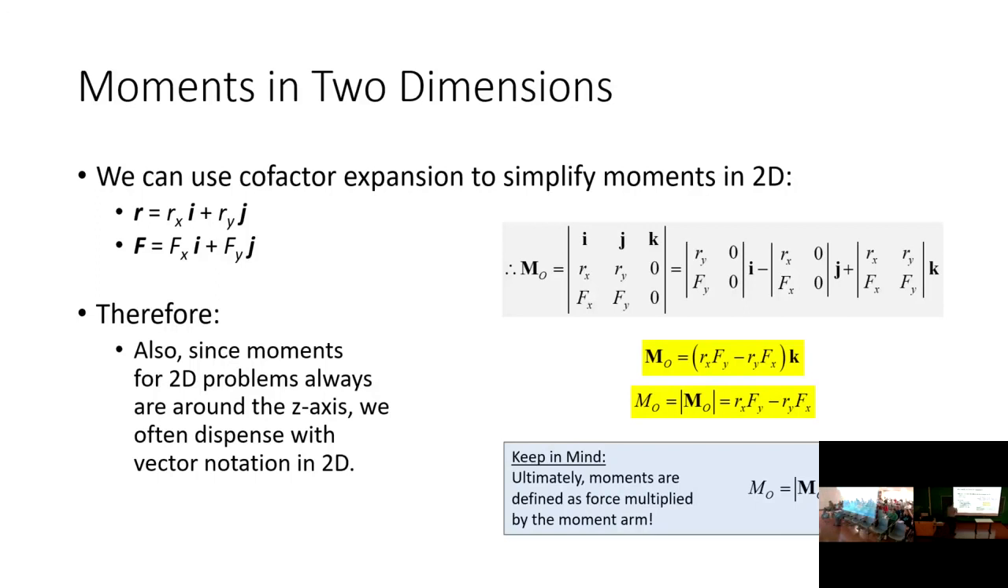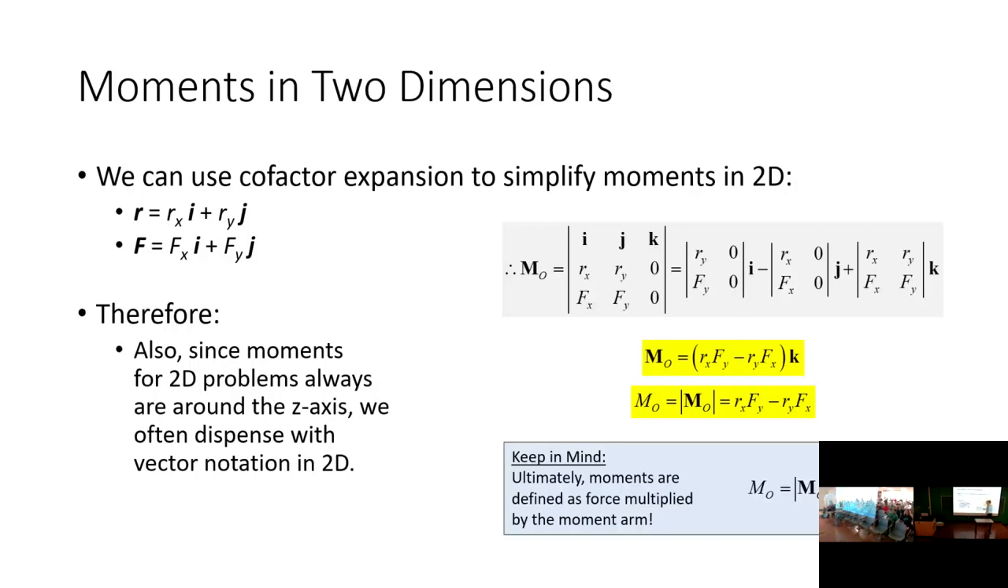Okay, so let's take a look at the formal definition of a moment, so R cross F, but let's assume there is no Z component. So we're only dealing in two dimensions. So our R vector is just Rx i plus Ry j, and then plus 0 k, there's nothing there. And then F, same thing, a magnitude times i, a magnitude times j, 0 times k. Okay, so what happens if I expand out the cross product?